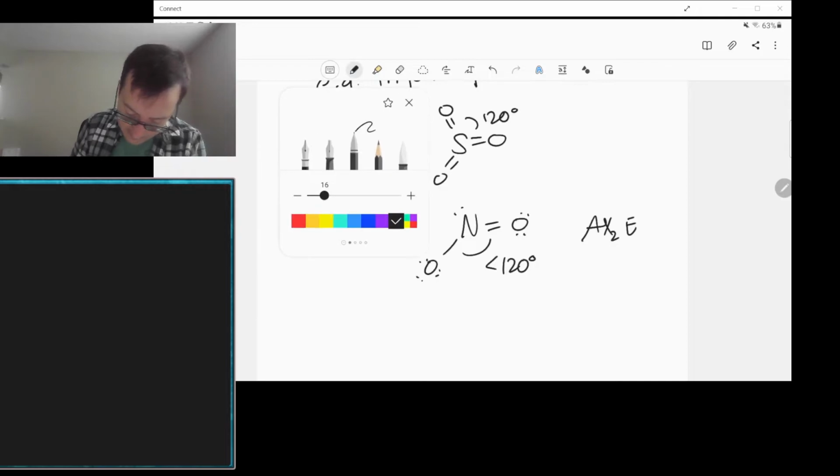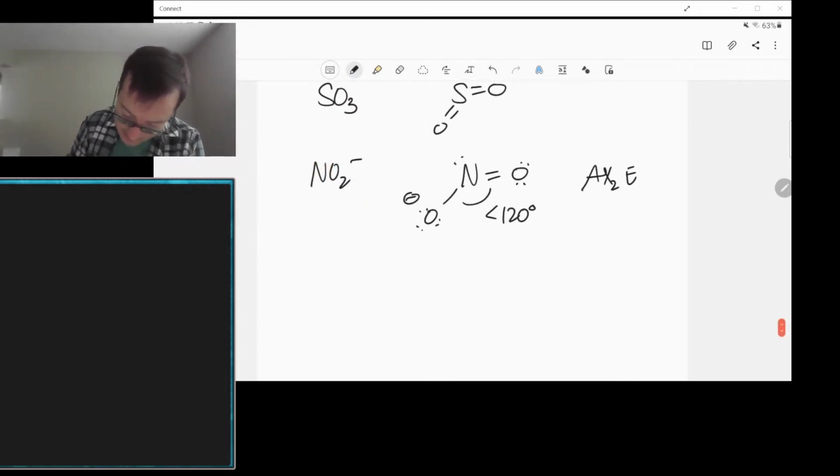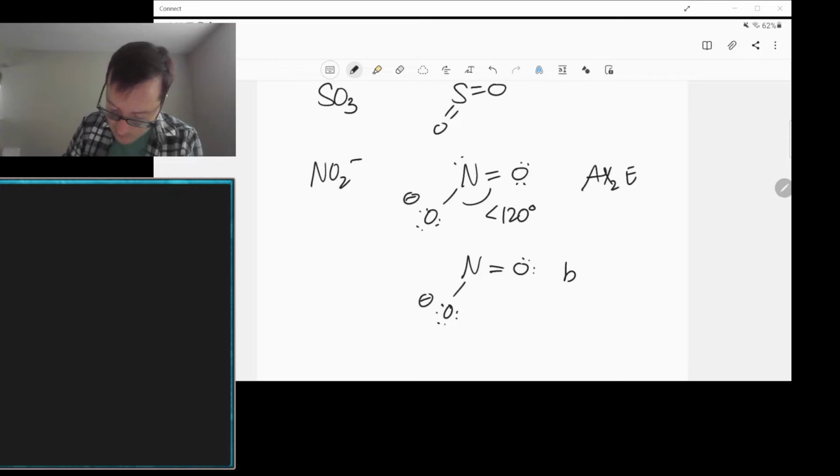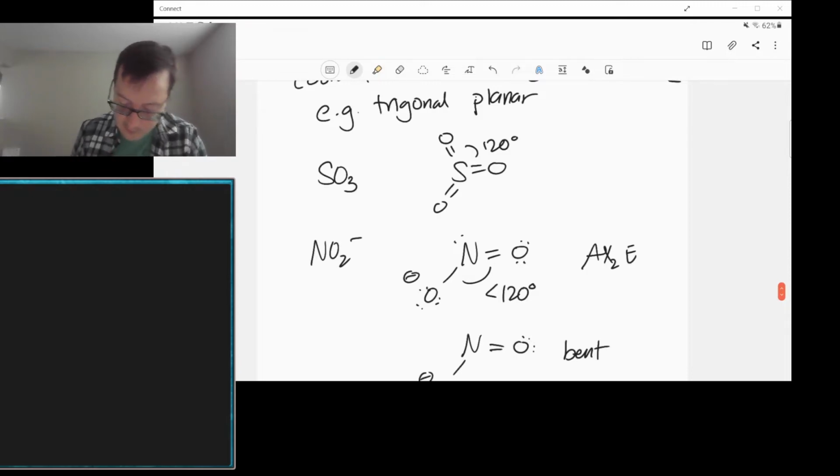And if we pretend the lone pair isn't there, we see that this one is also going to be a bent shape. So it looks similar to water, right? We have two things pointing down a little bit. And while the angle is different from water, the shape is still called bent. All right, and for this one, it's just trigonal planar.